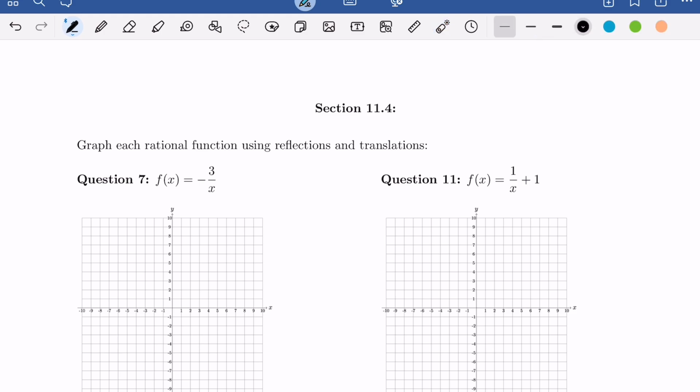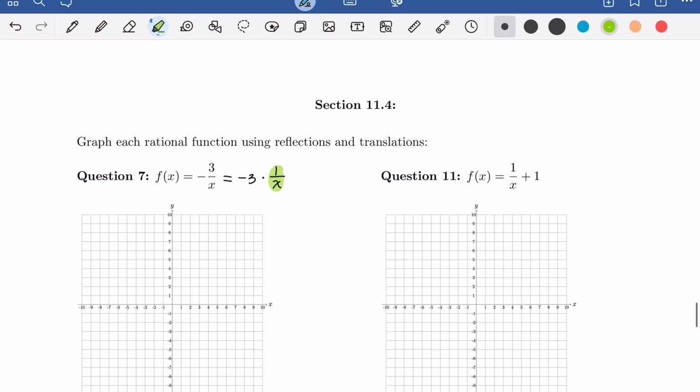Now what's happening here is we have our parent function, this 1 over x. And when we're multiplying it by this negative 3 here, this minus sign is going to reflect the graph about the x-axis. And then this factor of 3 here is going to increase all of our outputs by this factor of 3. So essentially, each point is going to be 3 times as far away from our x-axis. So just to emphasize this, we're going to rewrite this as negative 3 times our parent function of 1 over x. Now, let's graph this parent function here just so we can see what's happening with this reflection and then this factor of 3 here.